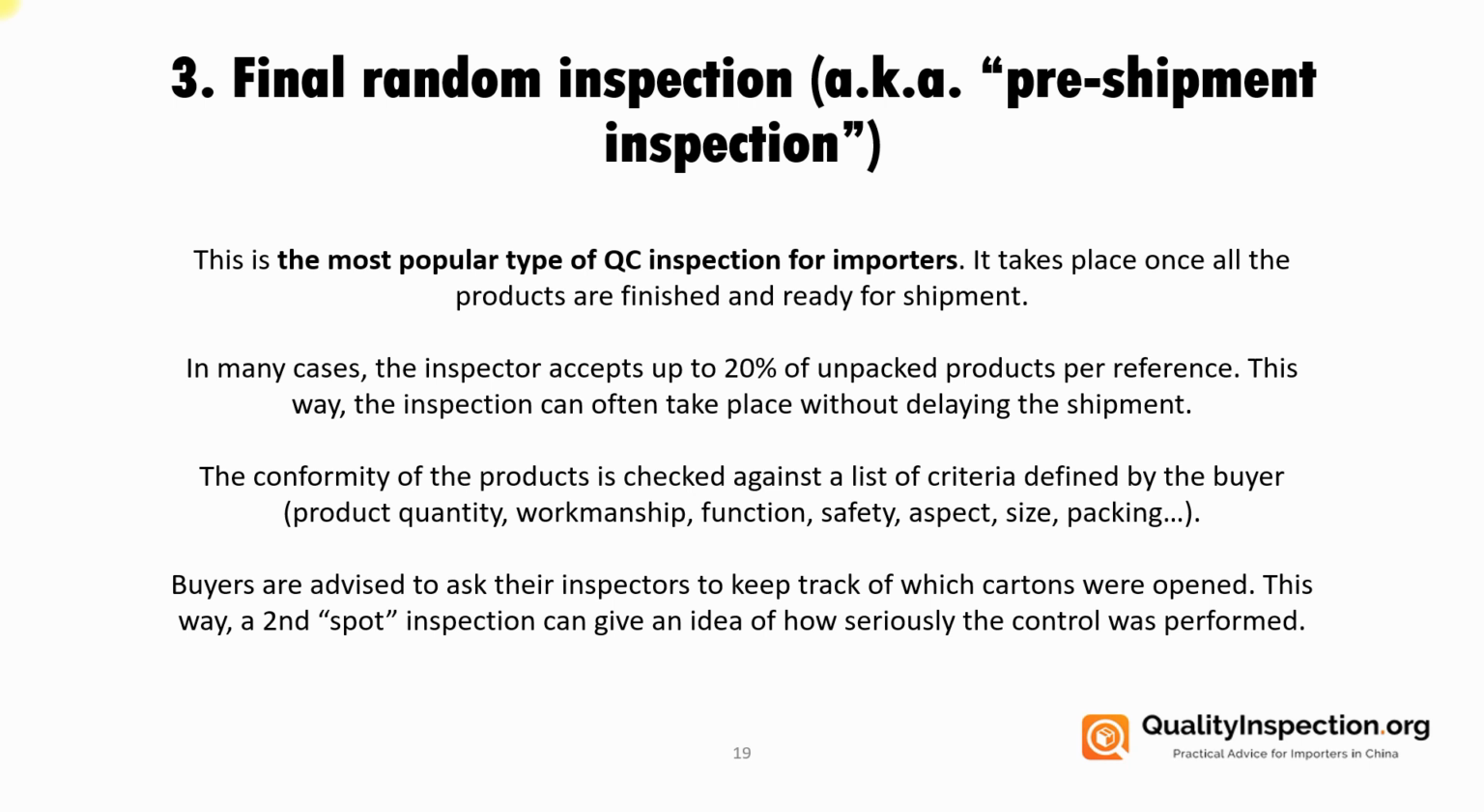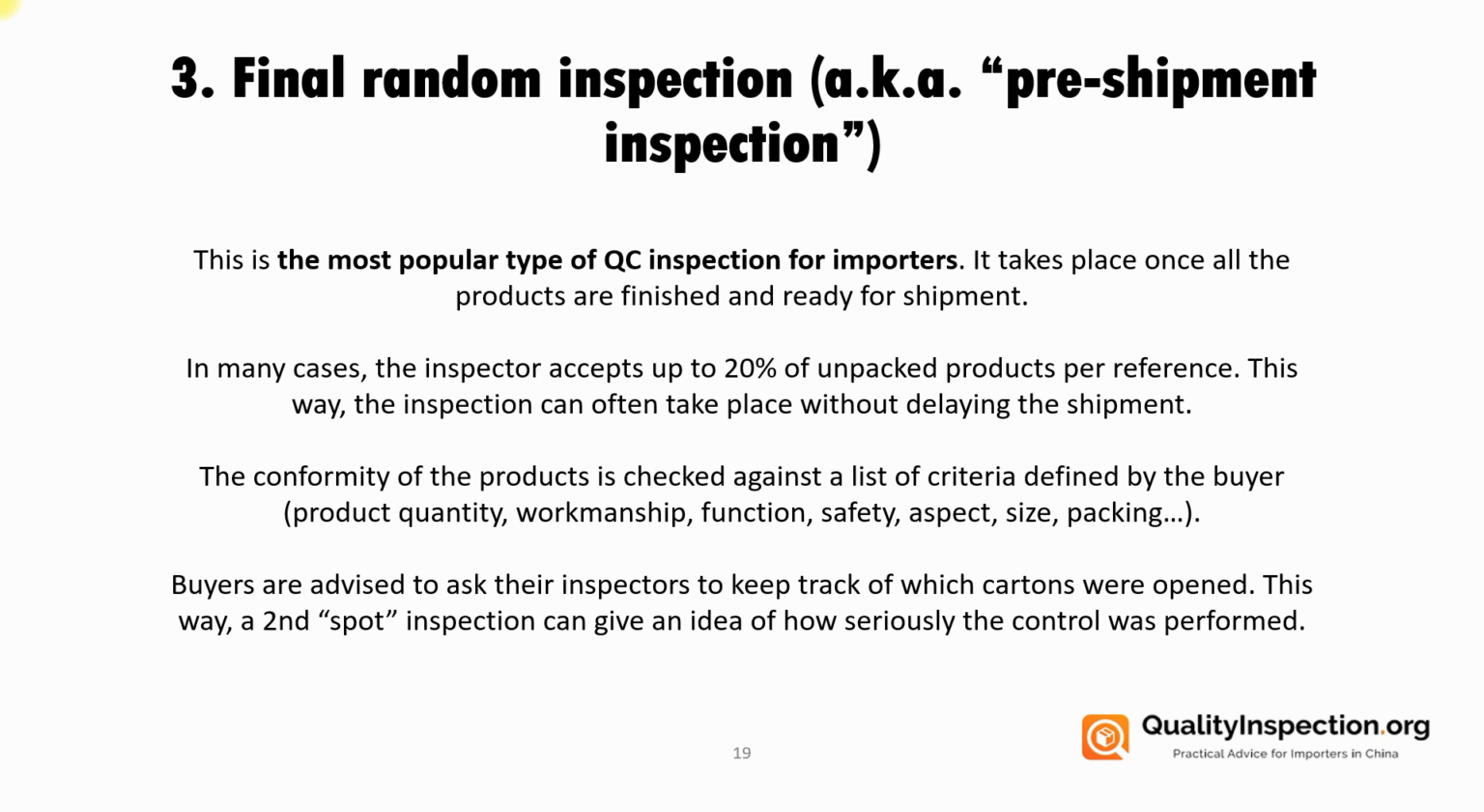The conformity of the products is checked against a list of criteria defined by the buyer, which we went into earlier on. So this is going to include product quantity, workmanship, function, safety aspect, size, packing, and more. Buyers are advised to ask their inspectors to keep track of which cartons were opened. So in that way, a second spot inspection will allow you to assess whether the inspector has done their job well as well.